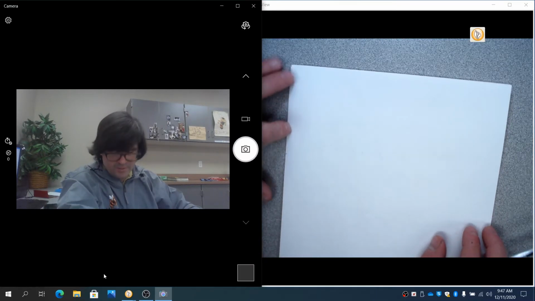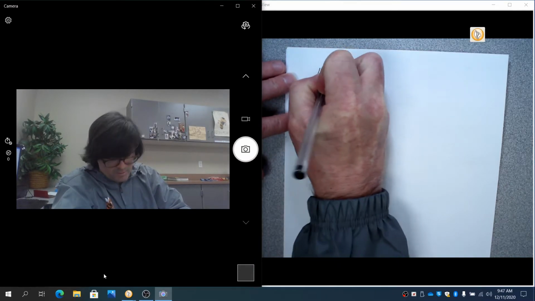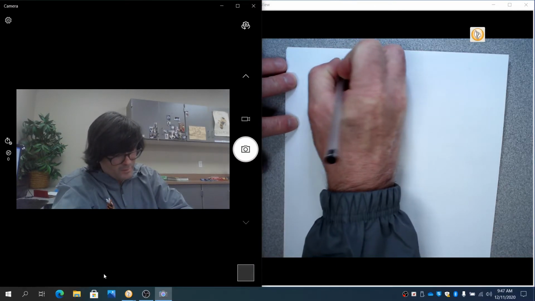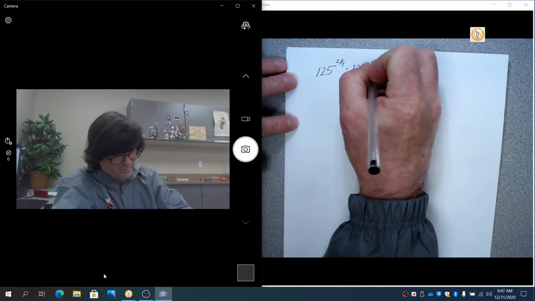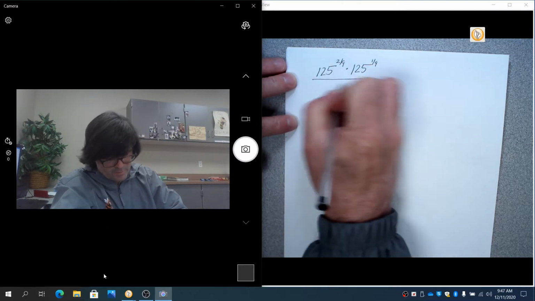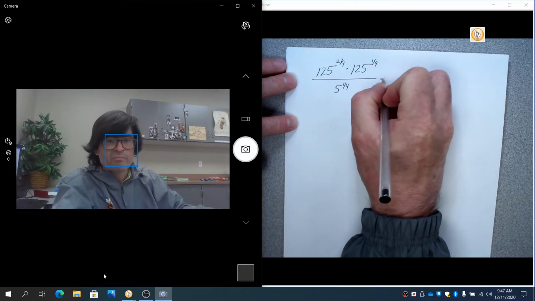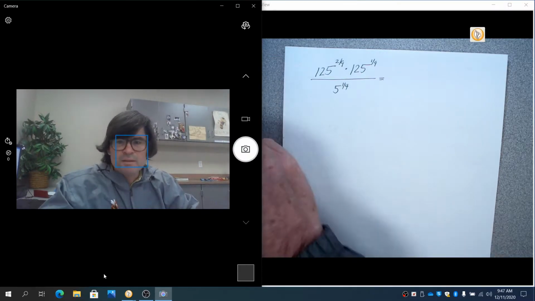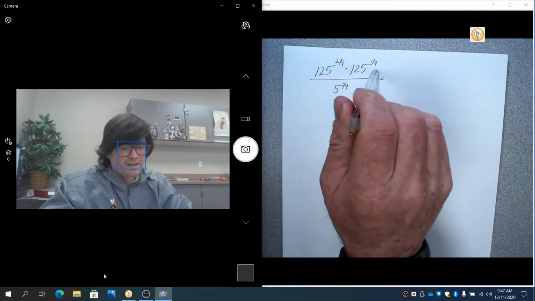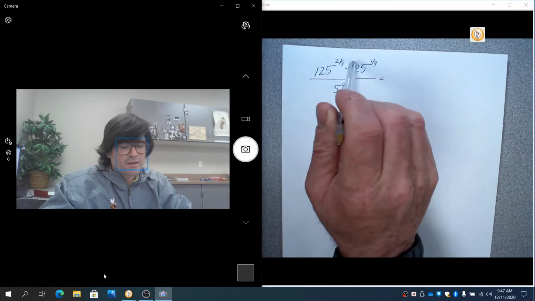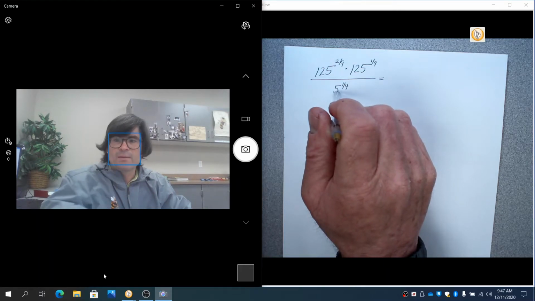Still kind of on that theme, let's try this. 125 to the 2/9, 125 to the 1/9 over 5 to the 1/4. So in this case, the 125s do match. I can do something with those. The 5 doesn't match. They're not the same base. So we need to deal with that.